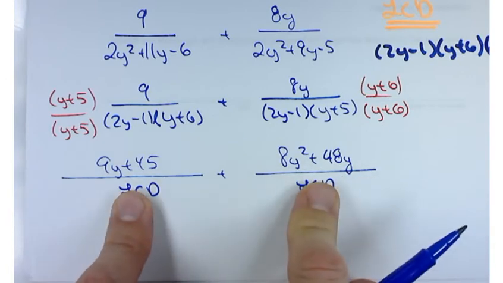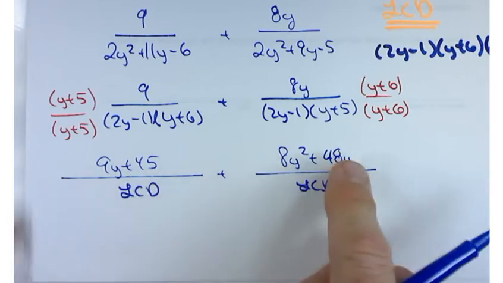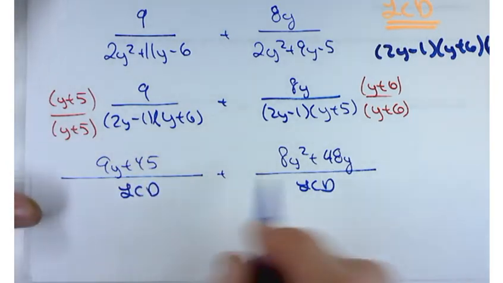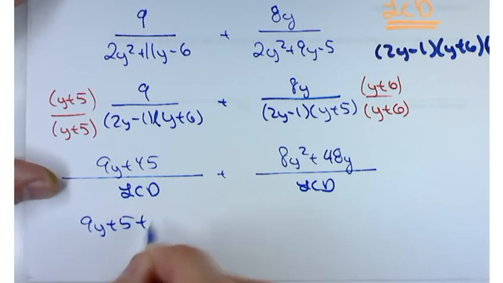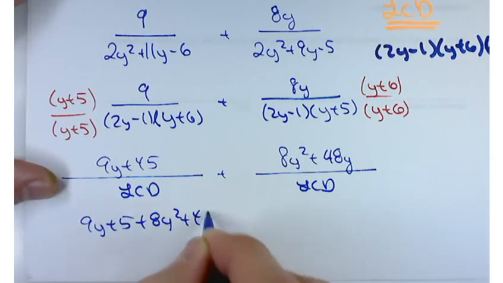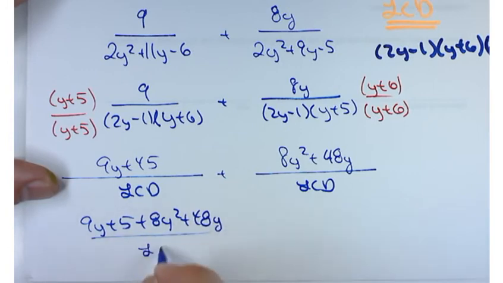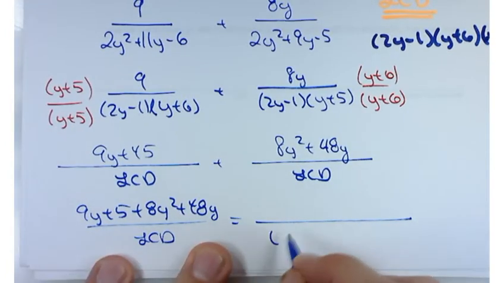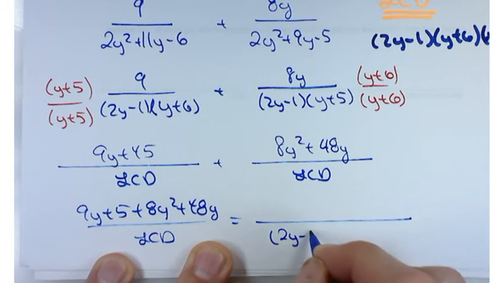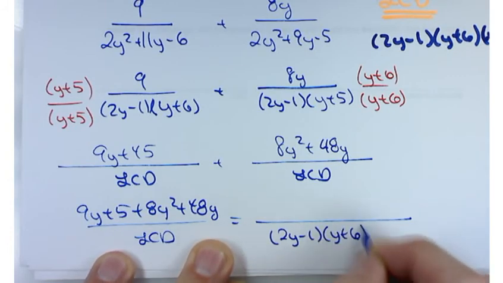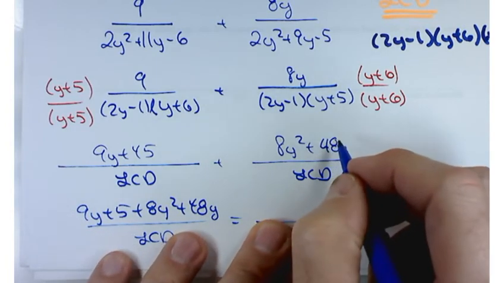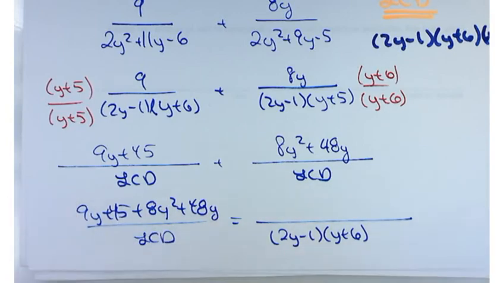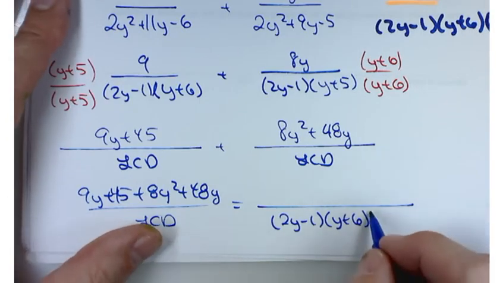Now that I have common denominators, I can add the numerators, right? So that would be 9y plus 45 plus 8y squared plus 48y over the LCD. I'm hoping that you don't leave it like that. For your final answer, I'd want a couple things. First of all, I want the LCD actually written out. It's 45. You know what? My bad. Oh, 45. There we go. Thank you. And then, let's see, I need one more term here. Y plus 5.